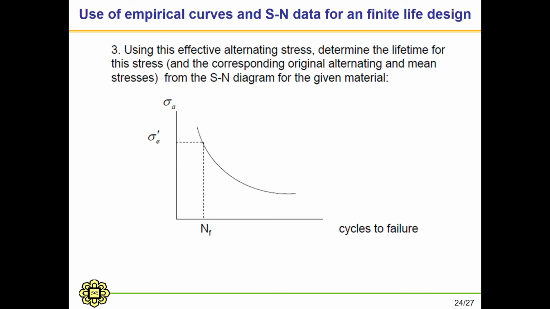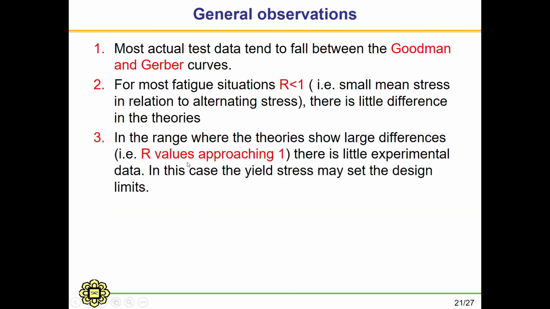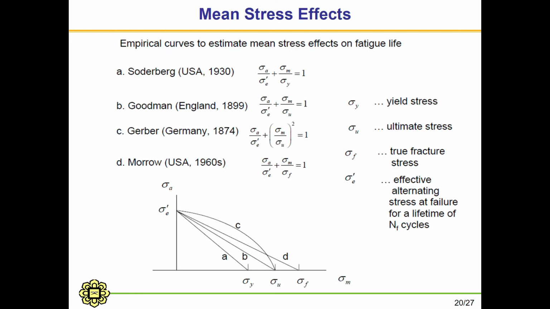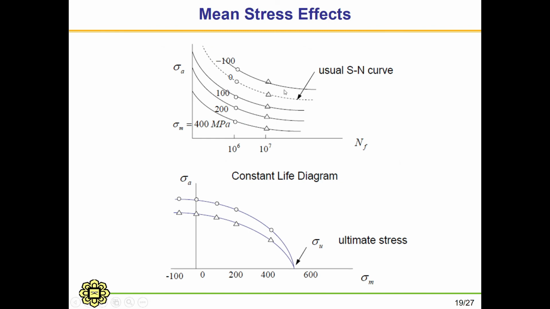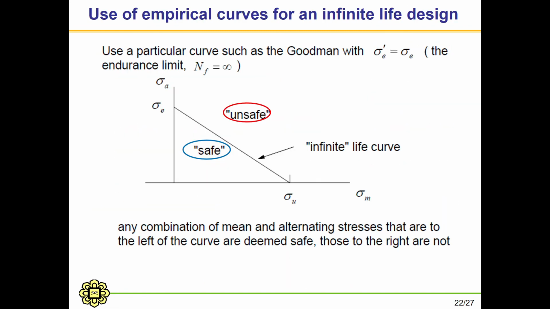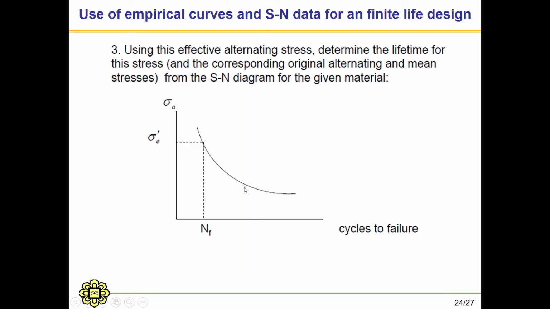So using the effective alternating stress, determine the lifetime for the stress and the corresponding original alternating and mean stresses from the SN diagram for the given material. So basically, we can take the same value if you have here your NF, your sigma E prime, and then your cycles to failure. From this, we can plot this curve using the Goodman equation. Okay, starting from here, and then you can get this curve. That's why they give it to you in terms of this line.